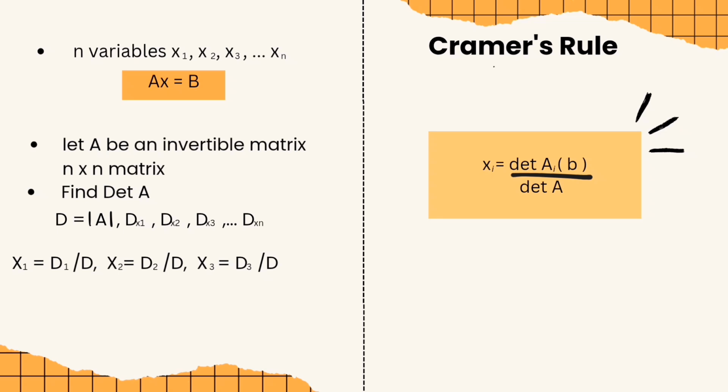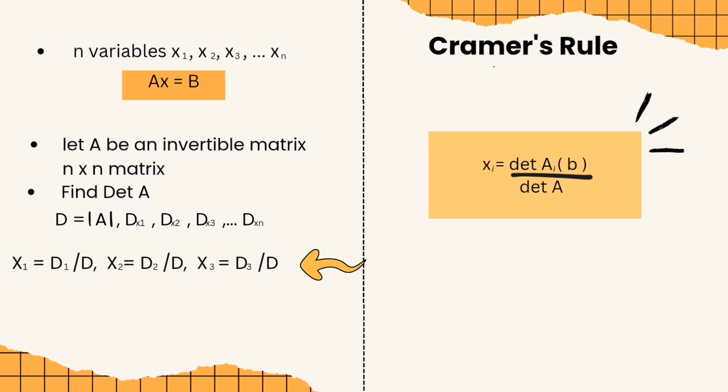Then we find the determinant of A. D equals determinant A, and then D1, D2, D3 and Dn. So Di is the same determinant as D, but with the ith column replaced with b. Thus, x1 equals D1 over D, x2 equals D2 over D, x3 equals D3 over D.